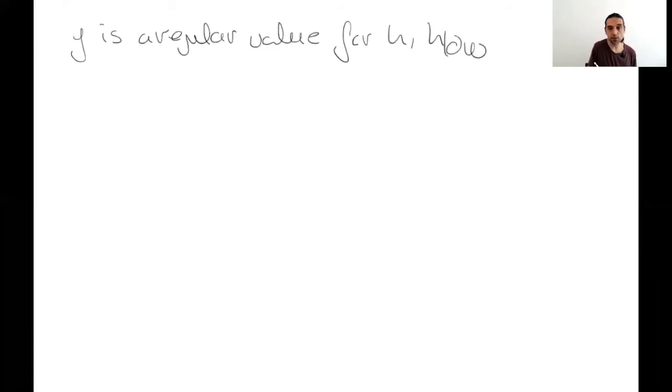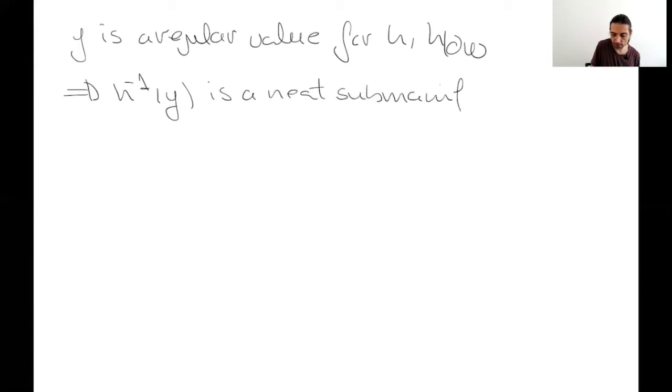The first thing that we have to notice is that, let's recall that y is a regular value for both H and the restriction of H to the boundary of W. And this implies that the preimage of the point y is indeed a submanifold.